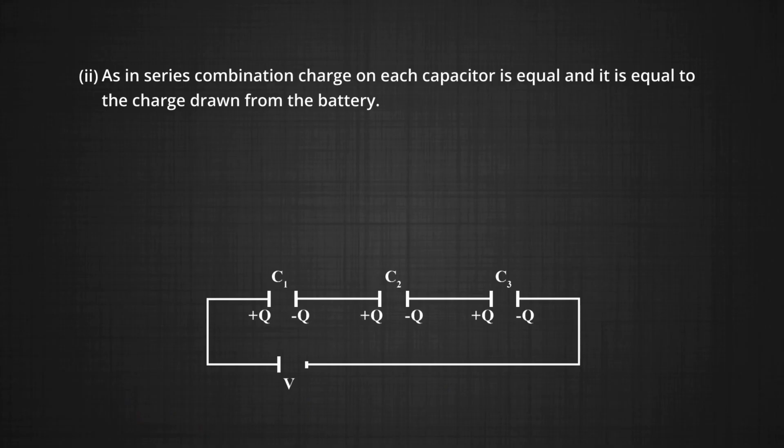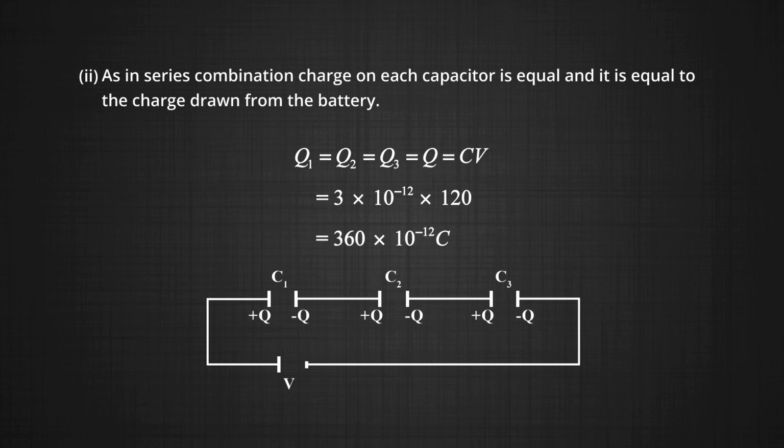In series combination, we know that the charge on each capacitor is equal and it is equal to the charge drawn from the battery. Therefore, Q1 will be equal to Q2, will be equal to Q3, that is Q, the charge drawn from the battery, which is equal to C into V. On substituting the values, we get 3 into 10 to the power minus 12 into 120, which is 360 into 10 to the power minus 12 coulomb.